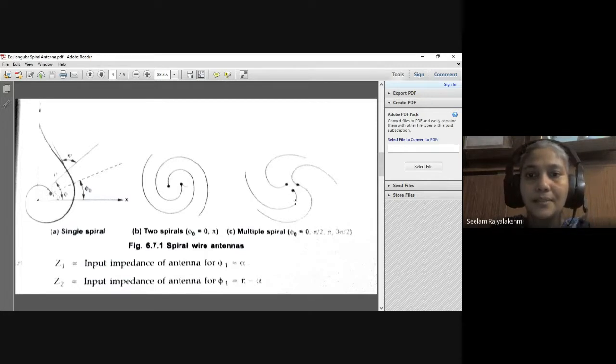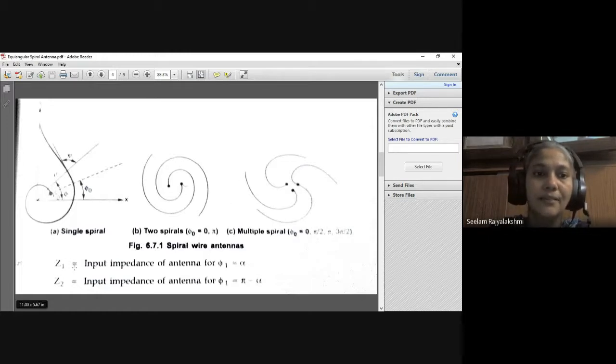So here we can observe three spirals where phi naught equals 0, phi naught equals pi by 2, and pi, and these are multiple spirals here. These are the multiple spirals. So these are the spiral wire antennas.